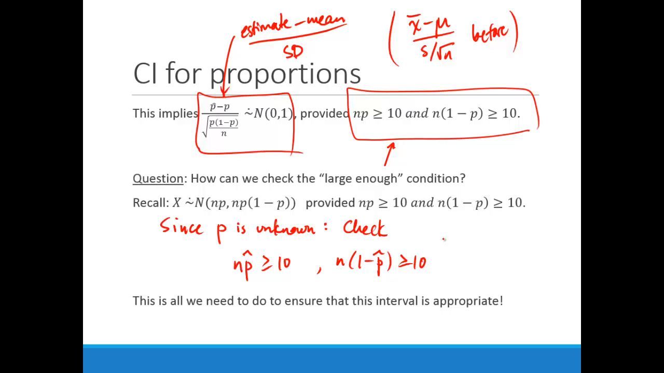And so this is all we have to do to make sure that we can use this interval. I guess we also want a random sample. That never goes away. That's always lurking there in the background. But otherwise, that's all we need to do to make sure we can use this procedure that I'm going to show you on the next page here.